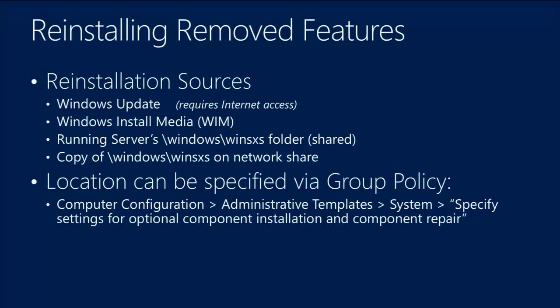First of all, if your server is connected to the internet, you can just use Windows Update. It'll go pull down the binaries and you'll be good. You can use the Windows Install Media, the WIM file, and I'm going to show you how to do that, hopefully, if my demos work. You can actually do other stuff like point to a running server's side-by-side store. That would need to be a server that actually has all of those binaries in the side-by-side store, so not a server where you remove them all. Or in fact, you can just create a copy of that side-by-side store, put it on a network share, and use that.